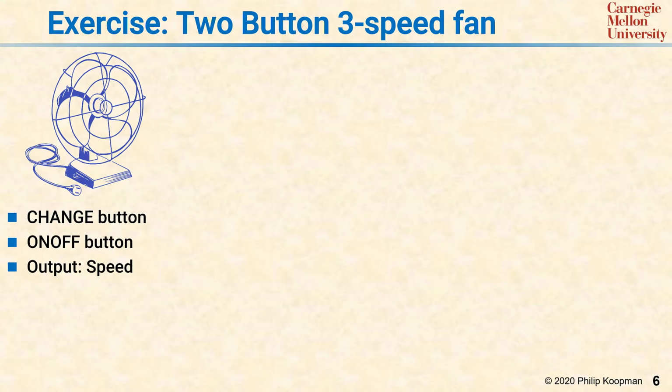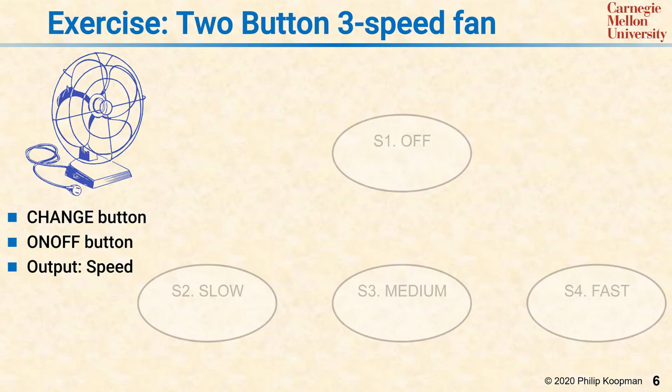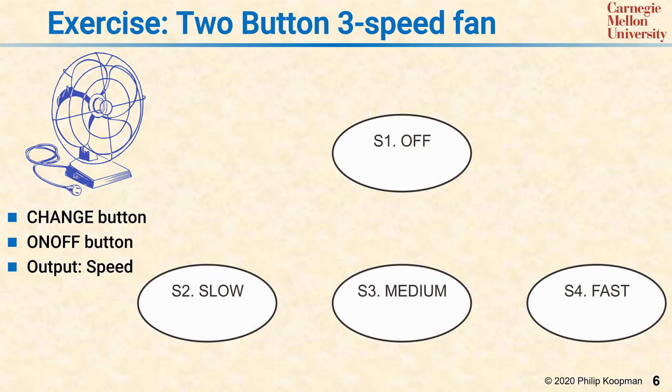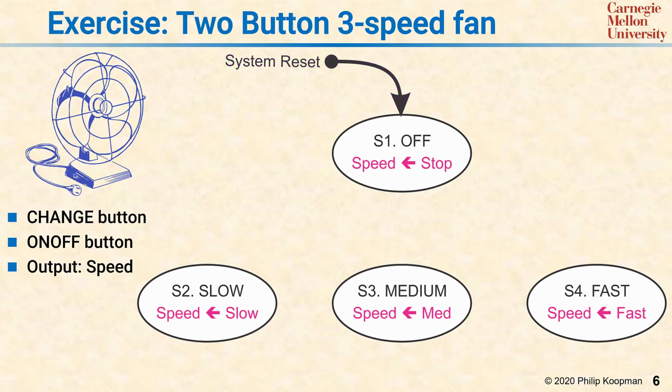As before, the output is a fan speed. At the beginning, the procedure is the same. We define 4 states because the fan has 4 different states it can be in: off, slow, medium, fast. We toss in a system reset, and we identify the side effects. So far, no different from the simple fan. But now we have 2 buttons to work with.